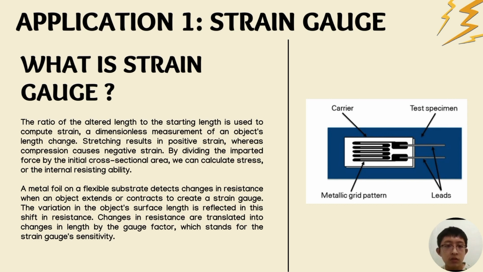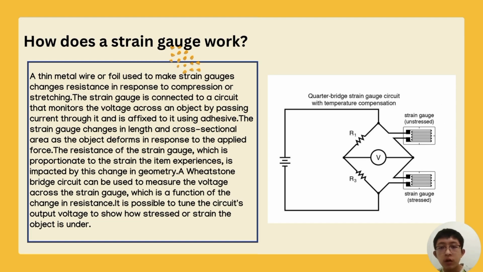And then I would like to show the pictures of the strain gauge, which is at the side of the slide. The blue part is the test specimen, the gray part is the lead, the white part is the carrier, and the black part is the metallic grid pattern. Next, I would like to share the working of the strain gauge.